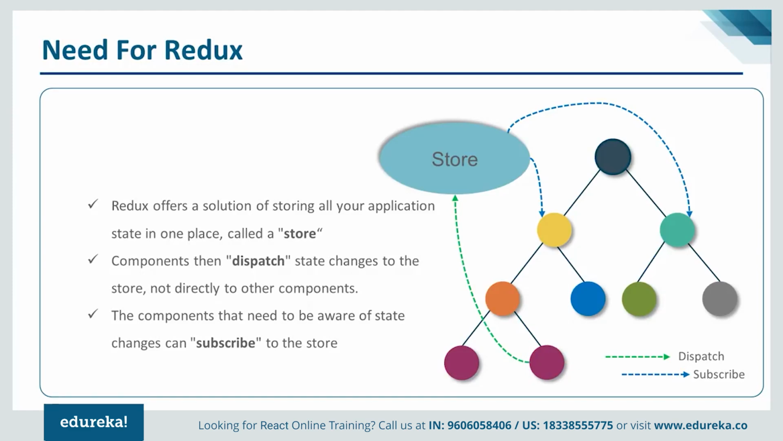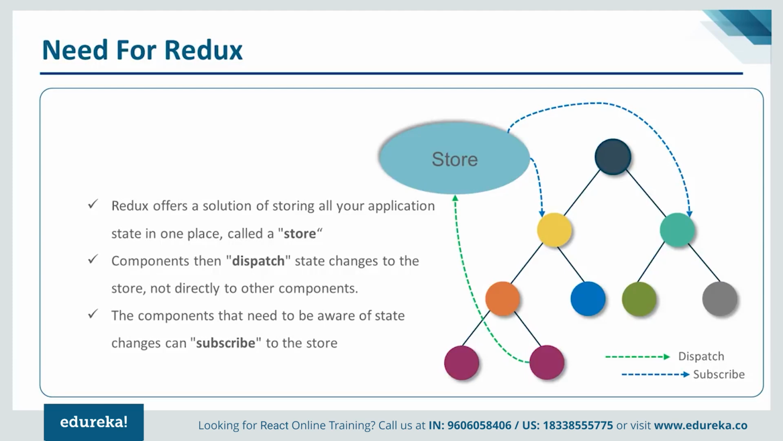Redux offers a solution of storing all your application state in one place, which is called the store. So as you can see in the diagram here, we have a central store. Only one store is shown over here. Components first dispatch, and then subscribe. So there are two steps over here. The green arrow lines are the dispatch and the blue ones are the subscribe.